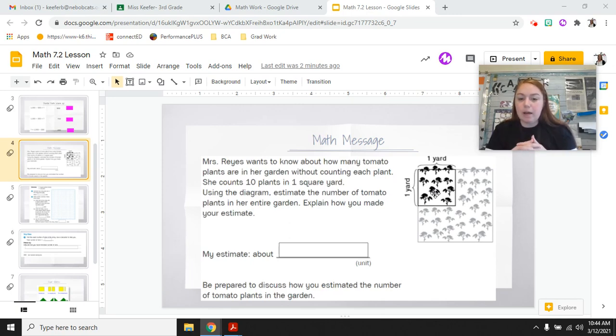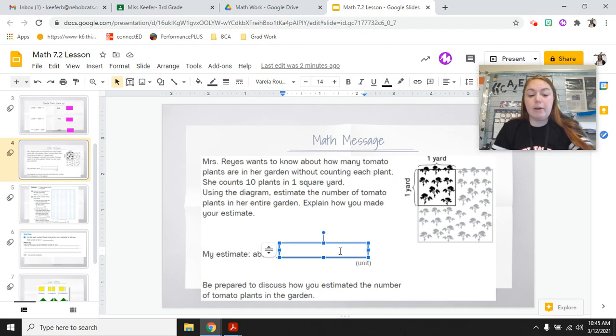For this one, I wish I could hear what your estimates are. But with this, you can look at it and think, okay, there's 10 plants in 1 square yard, which is pictured here. It looks like you could fit 3 more on here for a total of 4 square yards, right? So for a total of 4 square yards, and there's 10 in each square, you could think of it like 4 times 10. So 4 times 10 would equal 40.